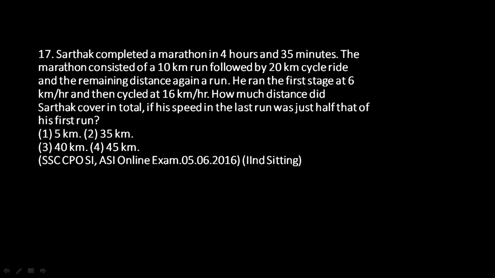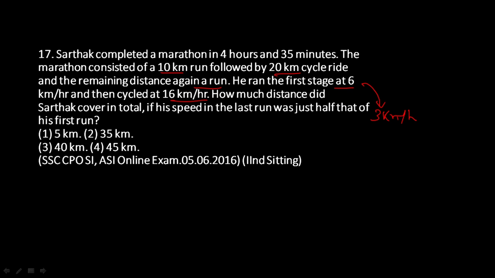Number 17 says Sarthak completed a marathon in 4 hours 35 minutes. The marathon consisted of a 10 km run followed by a 10 km cycle ride and the remaining distance again a run. He ran the first stage at 6 km per hour and then cycled at 16 km per hour. How much distance did Sarthak cover in total if his speed in the last run was just half of the first run? So it was 6, so it will be 3 km per hour, right?